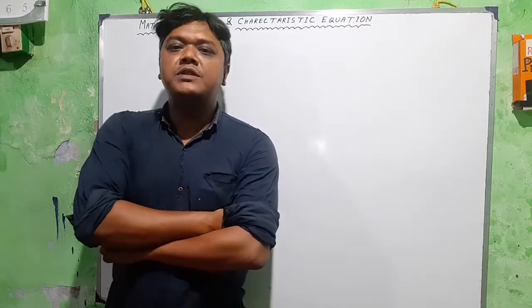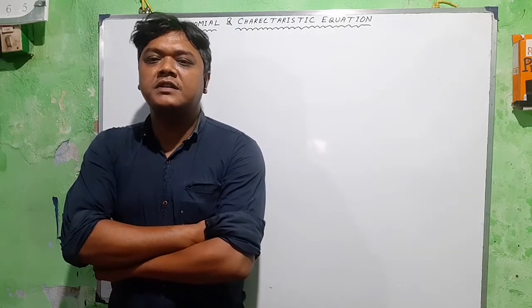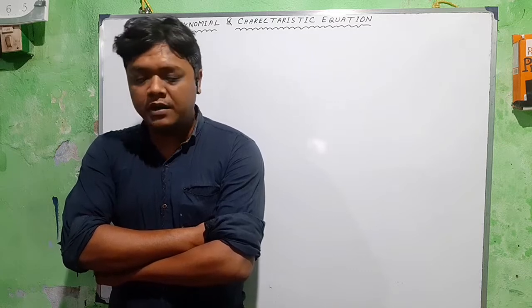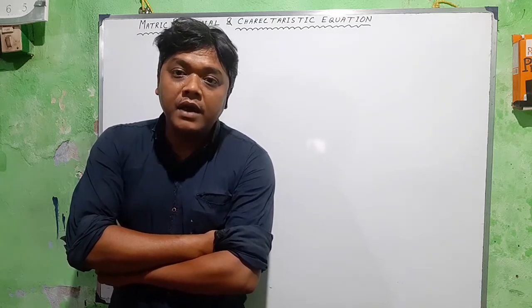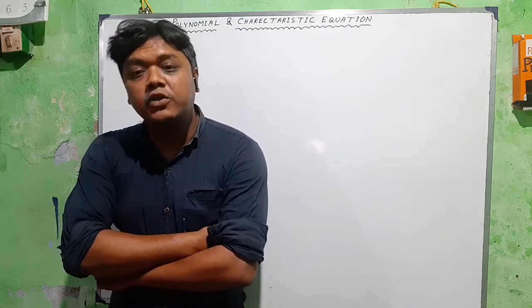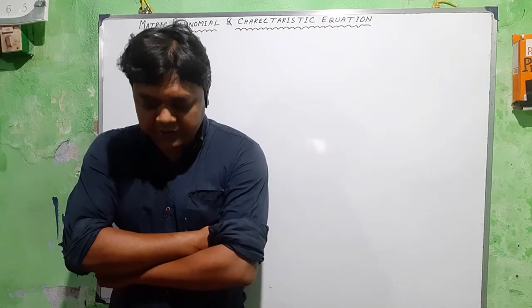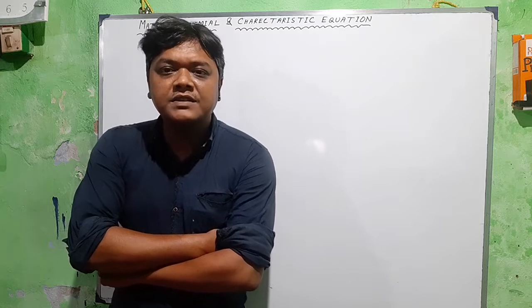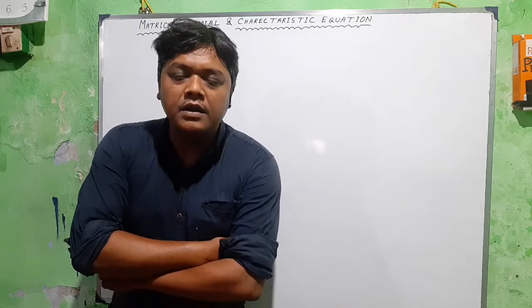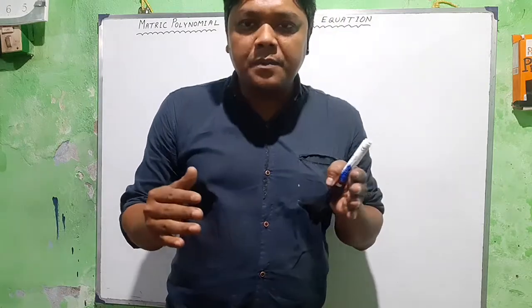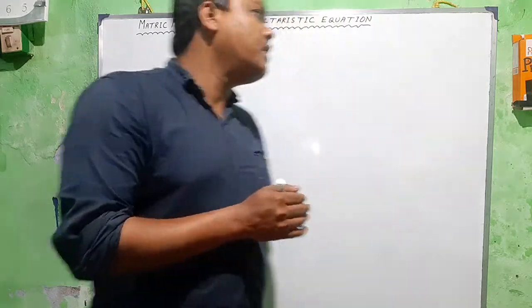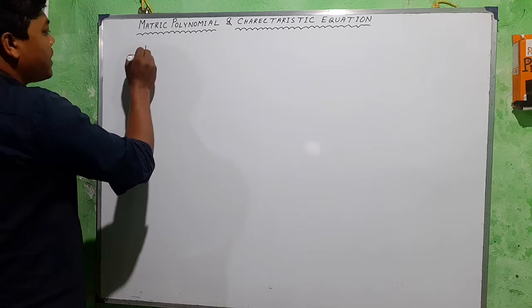In this part, we shall discuss the characteristic equation and matrix polynomial. This is helpful for finding the eigenvalues and eigenvectors of a matrix. Okay, first let us discuss what is a matrix polynomial. So first we give an example. That example introduces the matrix polynomial. So let us consider a 2 cross 2 matrix.